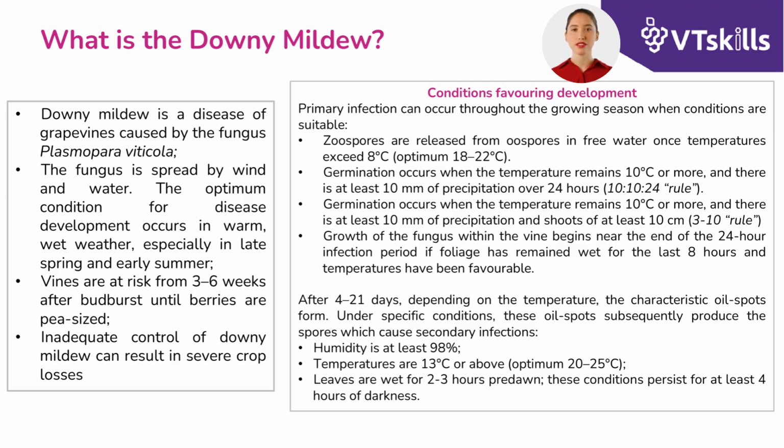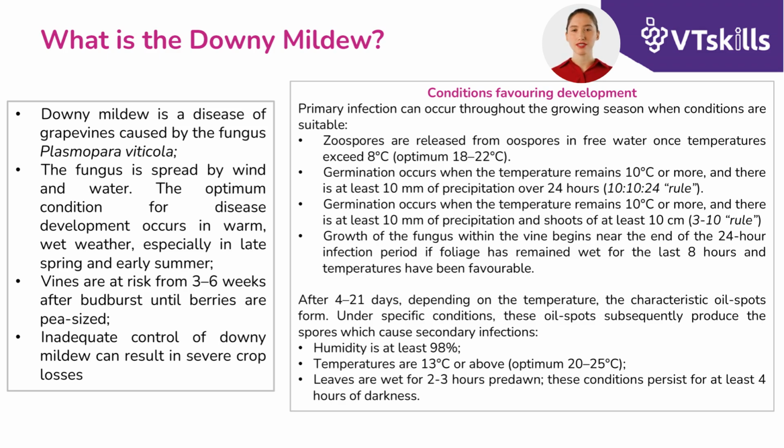Ideal environmental factors for downy mildew include temperature. The release of zoospores from oospores occurs in free water and with temperatures above 8 degrees Celsius, optimum condition 18 to 22 degrees Celsius. A rule of thumb commonly used by wine growers is the 10 hours, 10 minutes, and 24 seconds rule. That is, 3 basic parameters must be met for primary infection to occur: a minimum temperature of 10 degrees Celsius, at least 10 mm of precipitation in the preceding 24 hours, humidity and the presence of water on the vegetation for at least 24 hours.